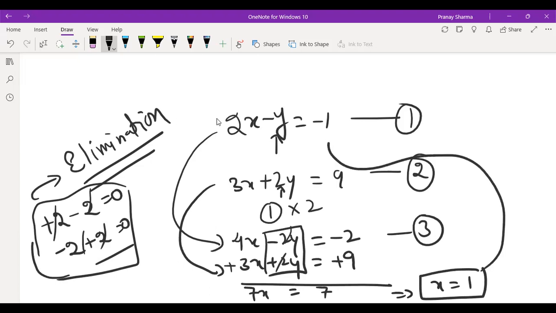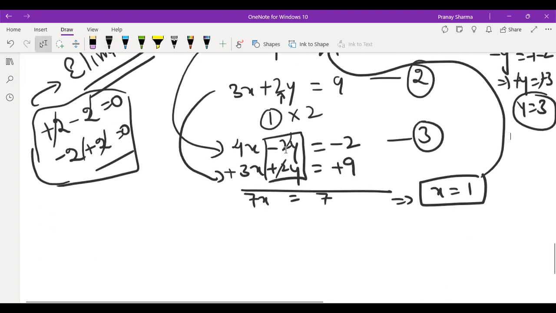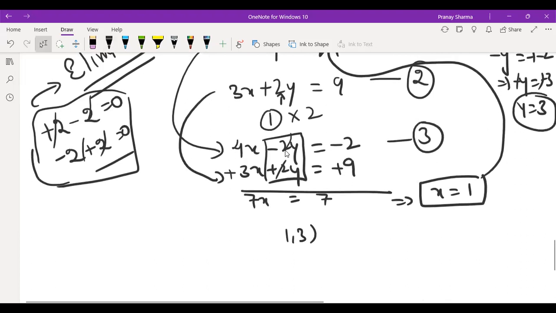Substitute this value in this equation, and you'll get the value of y. So let us consider this here itself. It will be 2 into 1 minus y equals minus 1, so minus y equals minus 1 minus 2. So this will be minus y equals minus 3. That means the value of y comes out to be 3. So the solution comes out to be 1, 3 according to the x, y ordered pair.